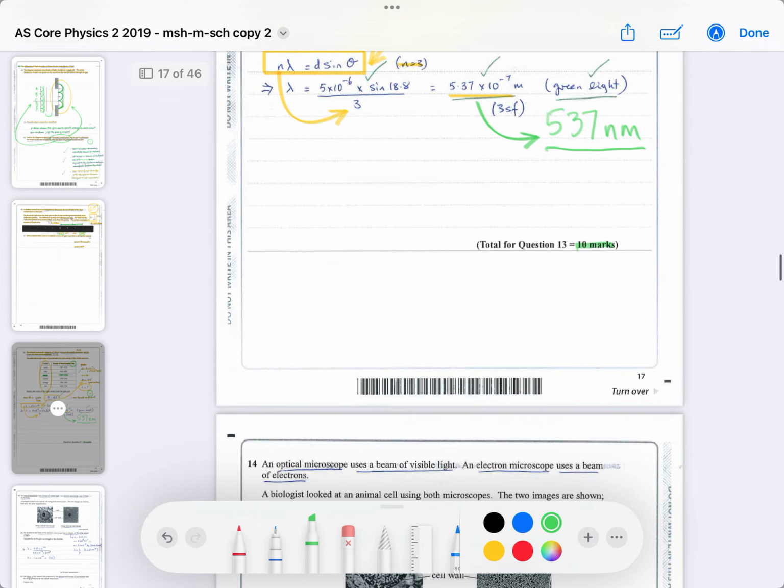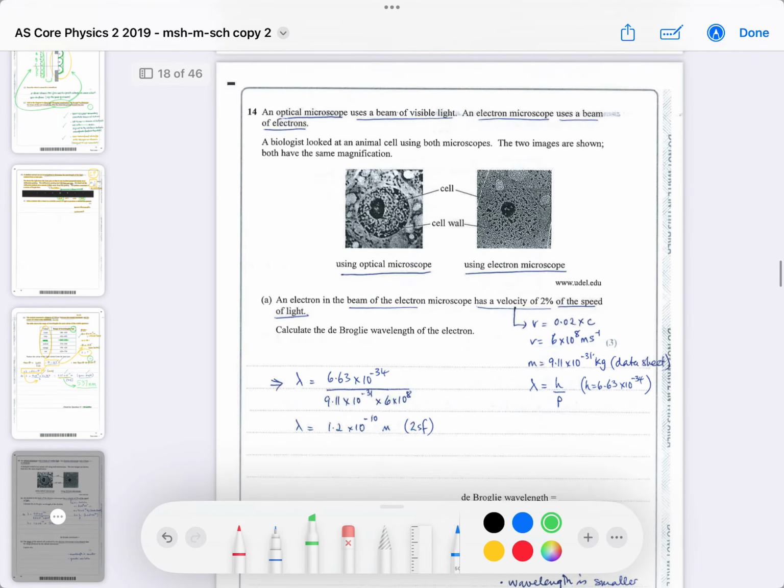Question 13 done. Okay, question 14. I'm going to have to go through the whole paper in one sitting because it's getting a little bit late, and this work tomorrow morning.